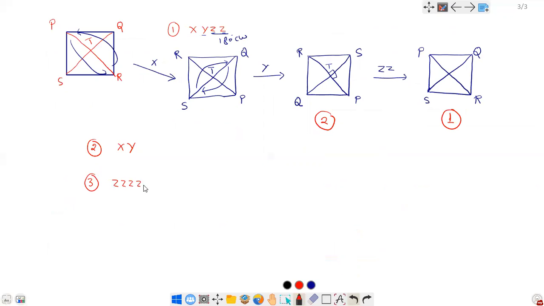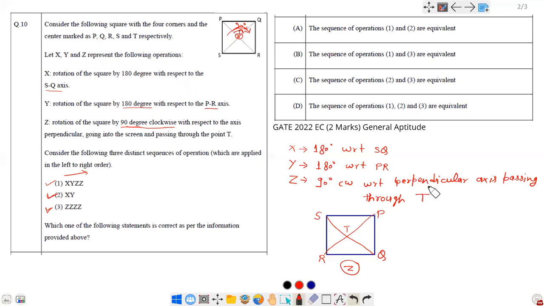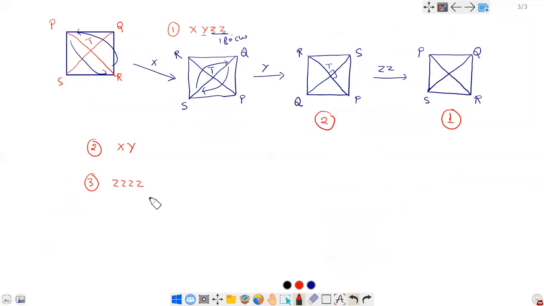We have to perform the z operation 4 times. That means the z operation says 90° clockwise with respect to the perpendicular axis passing through this T line. But we are performing the z operation 4 times. That means 90°, 90°, 90°, 90°.